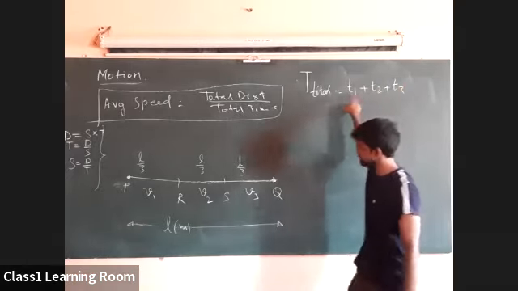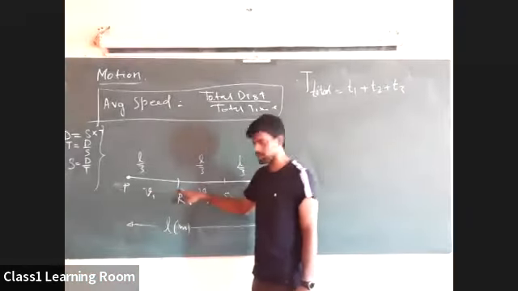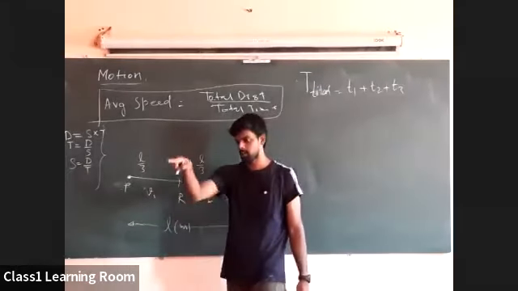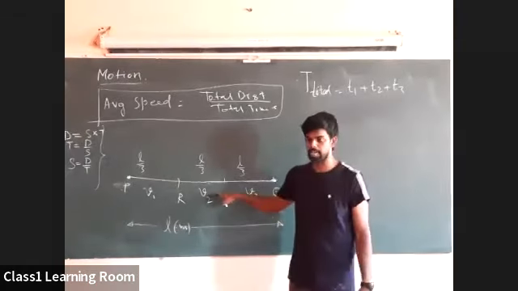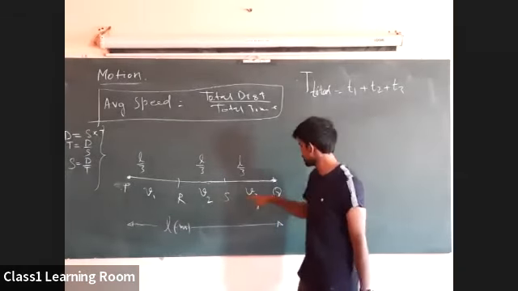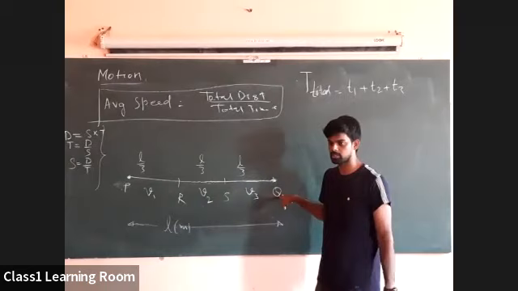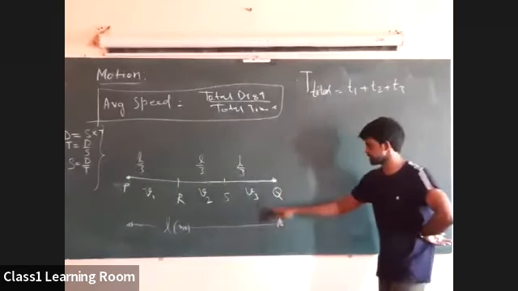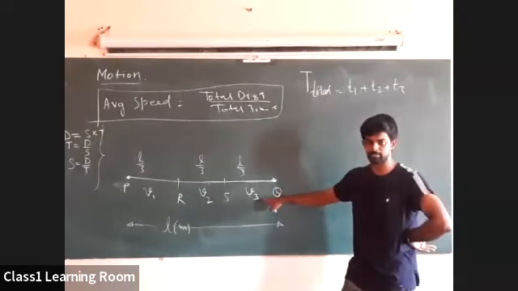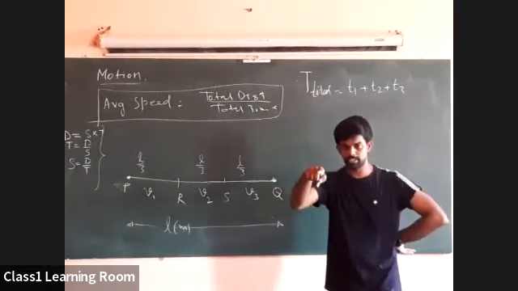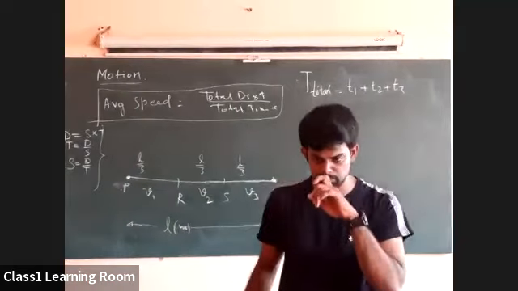What is T1? T1 is the time taken to travel from P to R, time taken by Akanksha. R to S, T2, time taken by Aniket. And S to Q, time taken by Kavinaya, that is V3. You have her velocity, you can find her time. Do you have any doubt? Yeah, tell me.